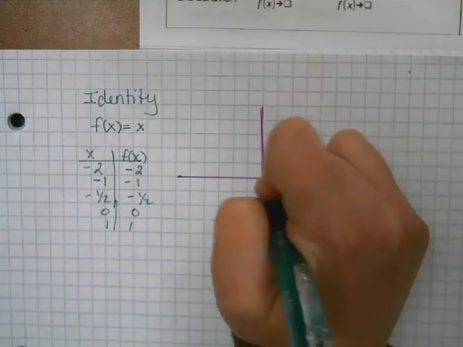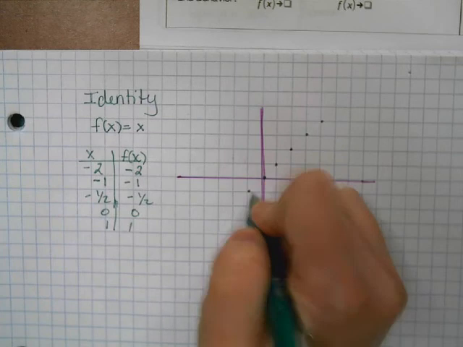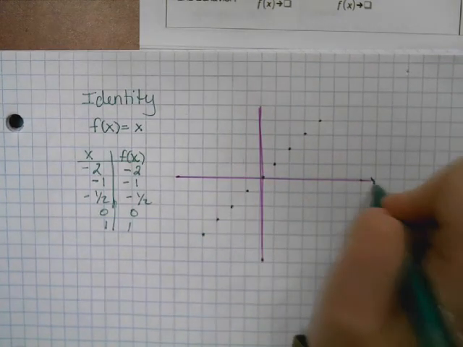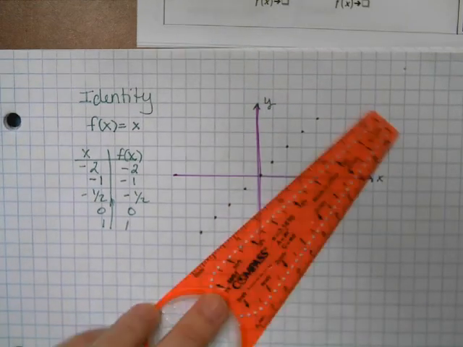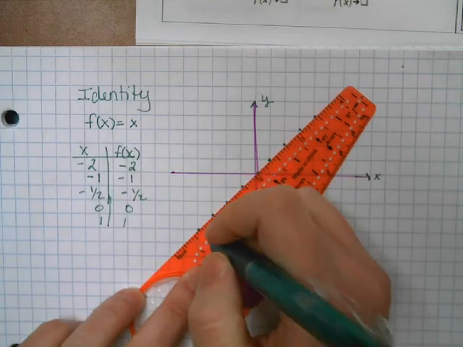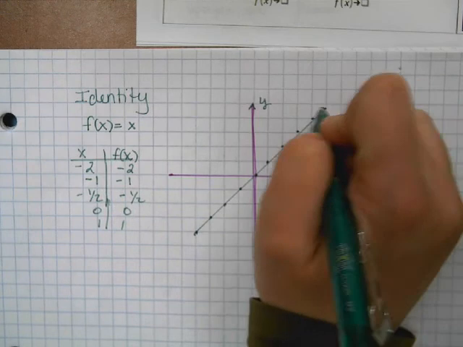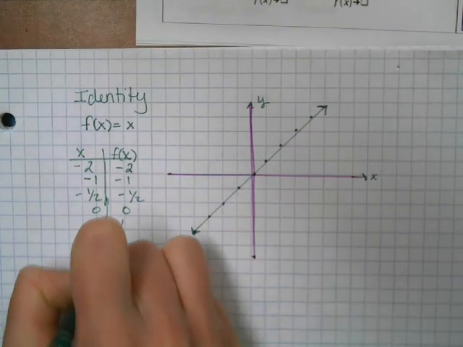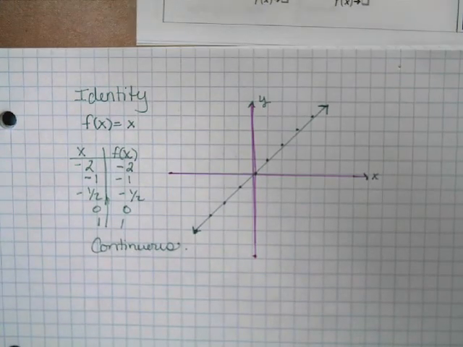So the graph looks like this. If this is my x-axis and this is my y-axis, this is a graph that is a straight line with slope 1 and intercept of 0. This graph is also continuous.